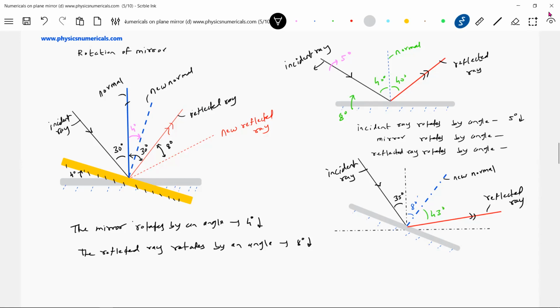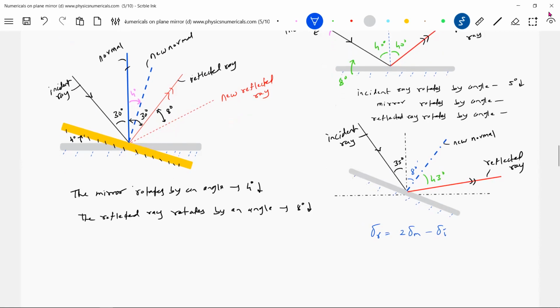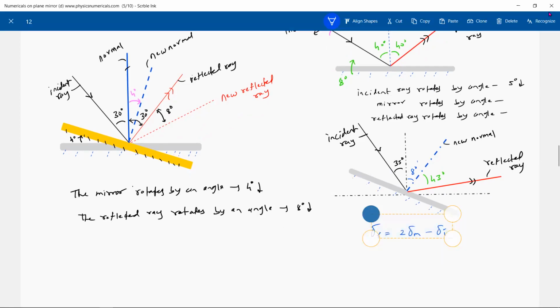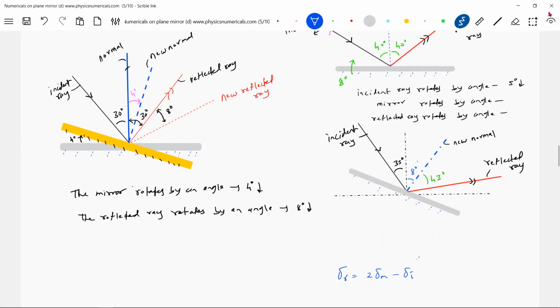Fine. So can we bring any generalized formula? Yes. The angle deviated by the reflected ray should be equal to two times the angle deviated by the mirror, minus the angle deviated by the incident ray. So what is delta R? The angle through which the reflected ray rotated is equal to two times the angle through which the mirror rotated, minus the angle through which the incident ray is rotated. So this is actually the thing. Let me write the explanation, then I'll come to the formula.